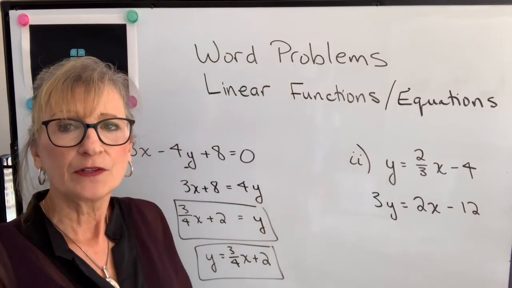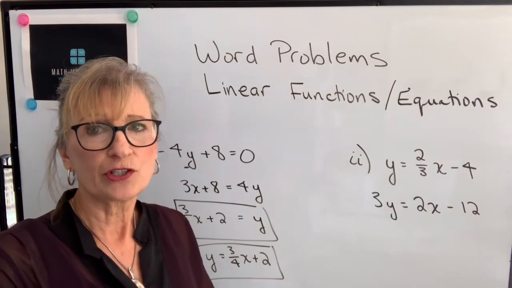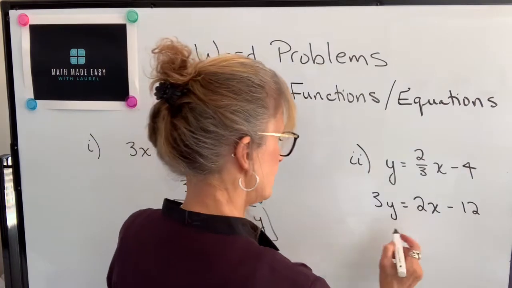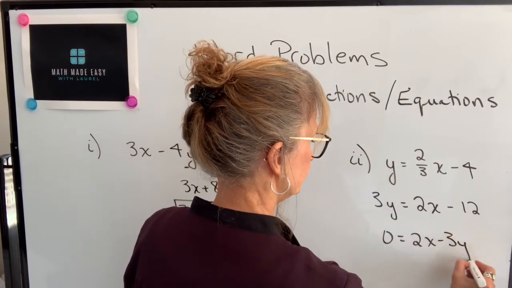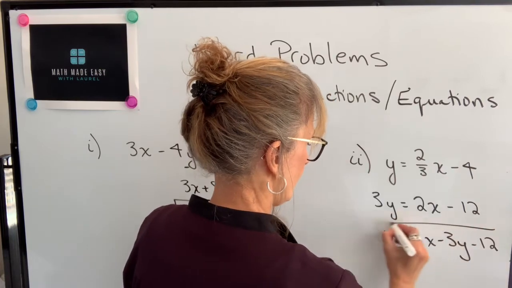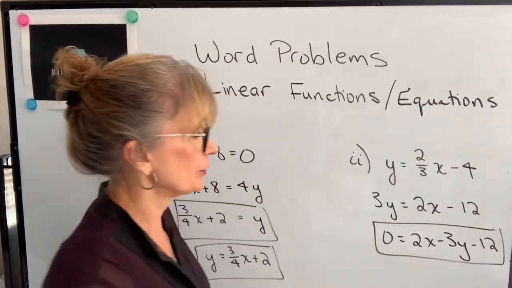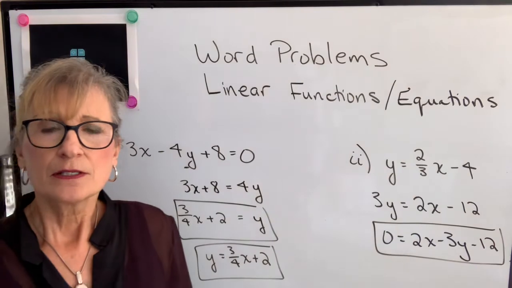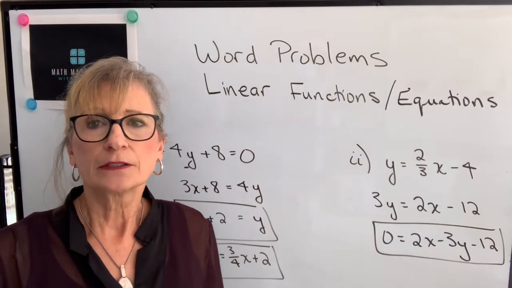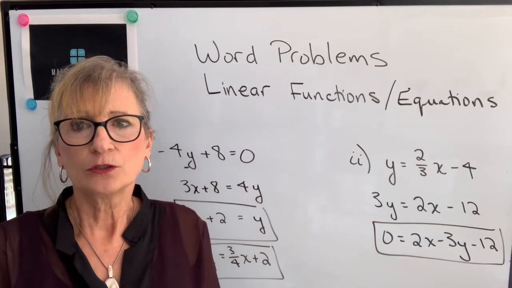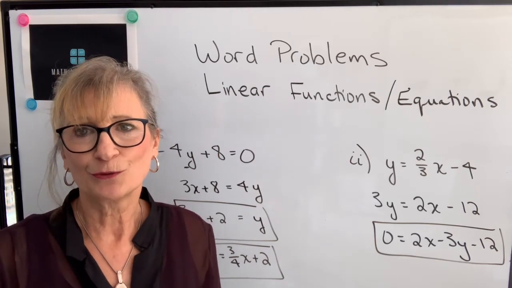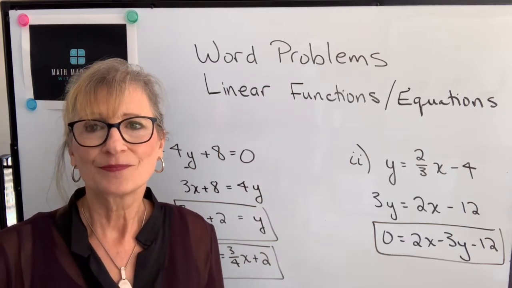Then I want to get everything on one side and get the equation equal to 0. So I'll move 3y to the other side by subtracting it. And that gives my equation in general form. So try to get comfortable and confident changing from one form to another so that you can do it if it's expected of you in your homework.